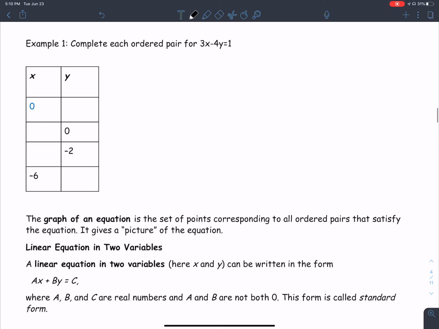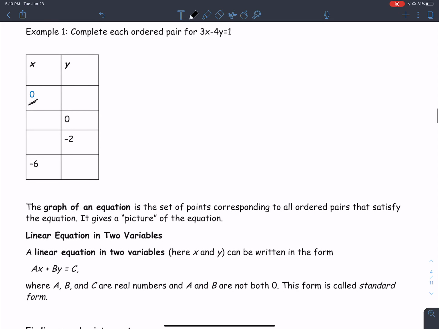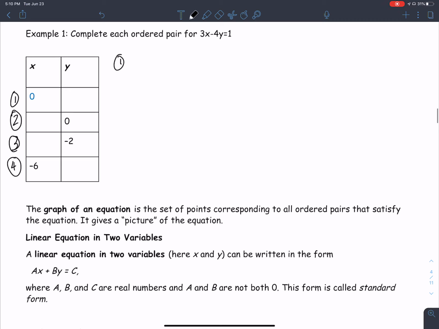First we're going to just complete a table. That's another part of ordered pairs. So I'm going to use this equation and complete a table. I've been given this x value of 0, so I'm going to plug it in. Let me number these 1, 2, 3, 4 so we know which one we're doing. Let's start with number 1. So 3 times 0 minus 4y equals 1. Since it's in the x column, I plug 0 in for x. 0 minus 4y equals 1, and y is going to equal -1/4.